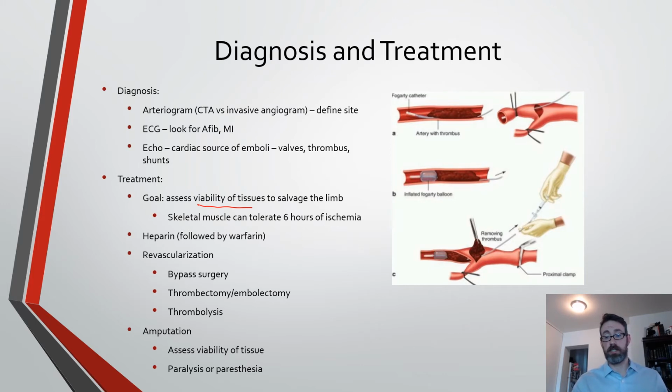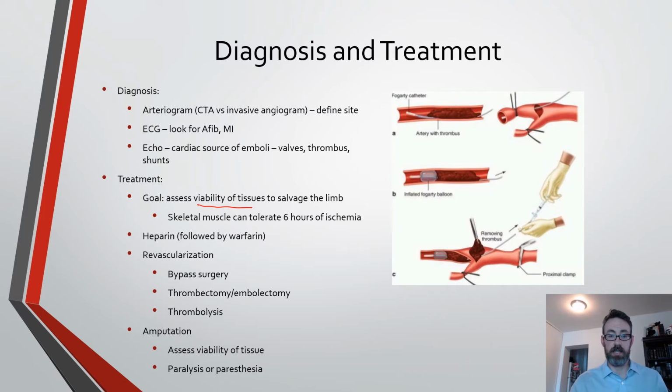Now, amputation is a possibility. Again, that's based on the assessment of vital tissue. Because if the tissue is no longer vital due to lack of flow for a prolonged period of time, it becomes more of a nidus for infection and other complications. So amputation becomes a possibility.